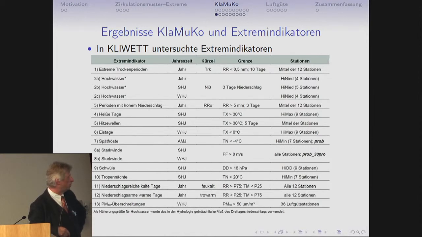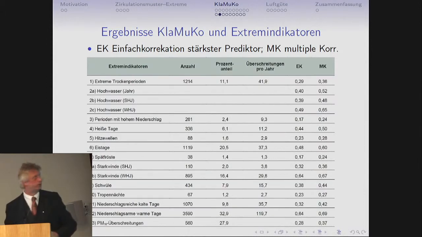We have certain combined indicators, wet, cold days for example: niederschlagsreich, so in the upper 25% of precipitation, and at the same time the temperature is in the lowest 25%. Dann gibt's noch warme Tage, trockenwarme Tage: we have dry, hot days, where we have precipitation in the lowest quarter and a temperature in the upper quarter. These are combined measures, as recommended by the Ministry for Environment, the Federal Ministry.